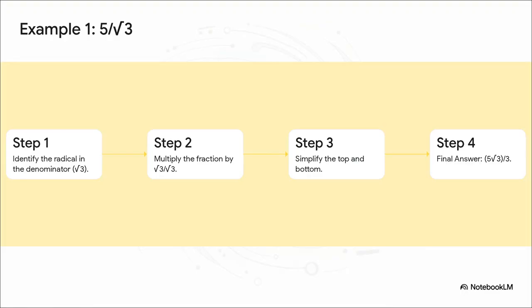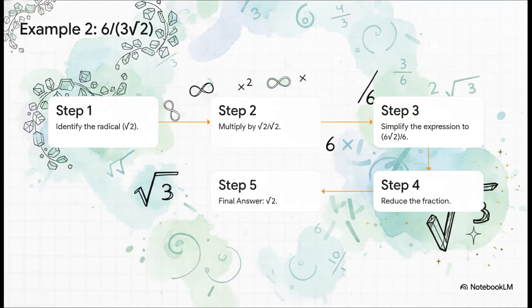Okay, let's walk through an example together. Let's say we have 5 over the square root of 3. The radical we need to get rid of is root 3. So we multiply the whole thing by root 3 over root 3. The top becomes 5 times root 3, and the bottom, well, root 3 times root 3 is just 3. And there you have it. Our final answer is 5 root 3 over 3. No more radical on the bottom. Mission accomplished. Now, this second example adds a really crucial final step, so pay attention.